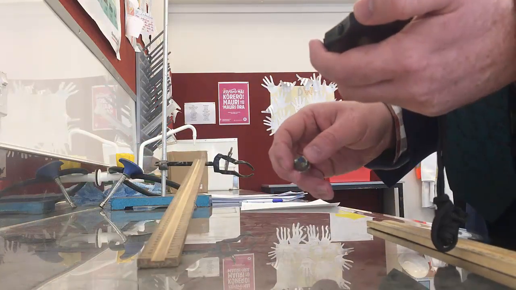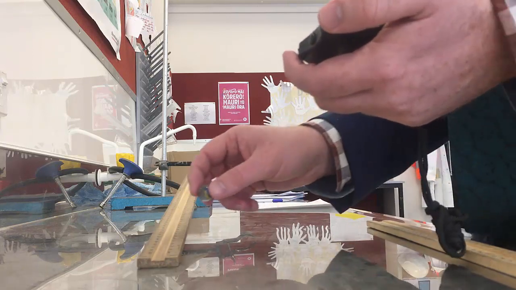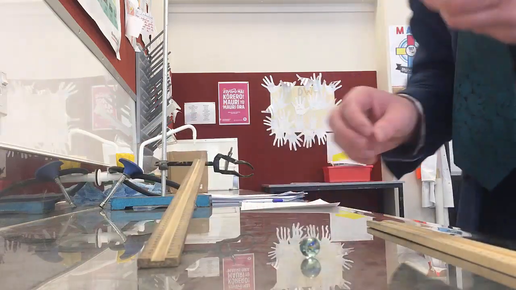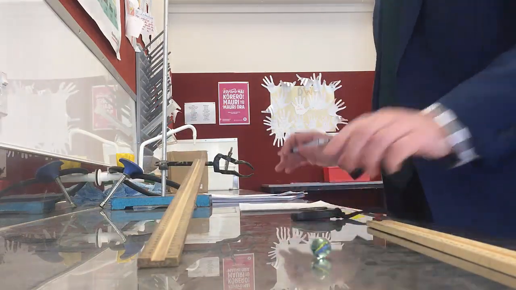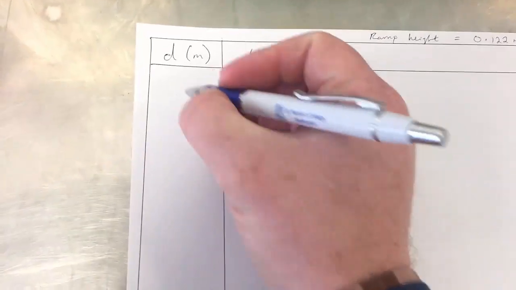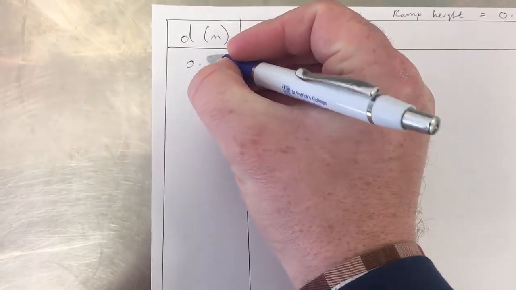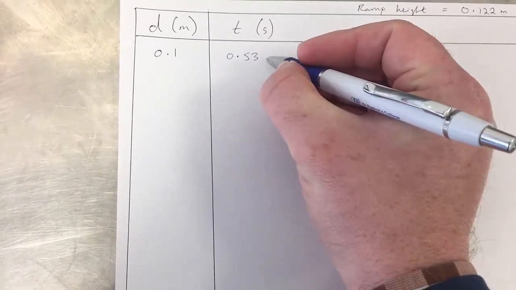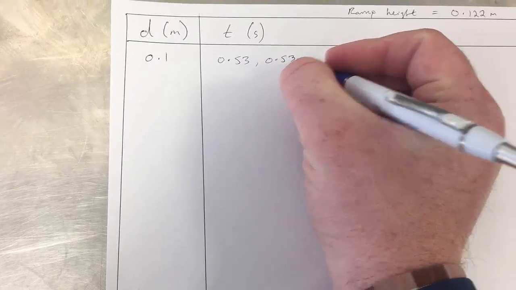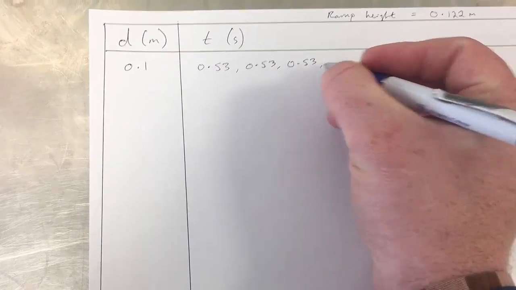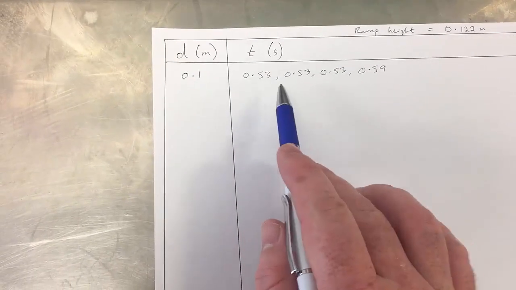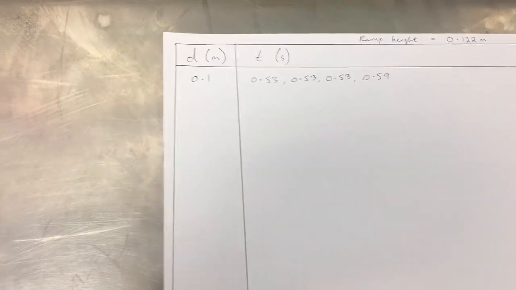So that was 0.59, 0.53, 0.53. I'll go one more time. 0.53. Come over here for my distance of 0.1. My times were 0.53. I think I had 3 times. And I had one 0.59. And they're all reasonably close together, so I'm happy there's no major outliers there.